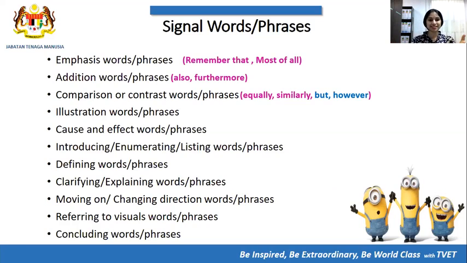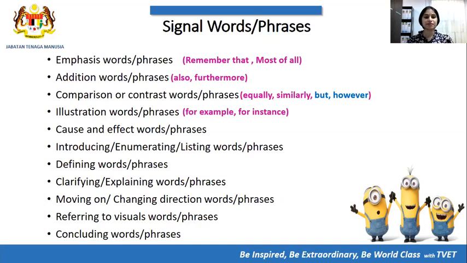Now next, illustration. Illustration signal words or phrases. Illustration means you already have a statement and you want to make the statement more clear. Therefore, you want to give examples. So if you want to give examples, you can use illustration signal words or phrases like for example and for instance and so on.